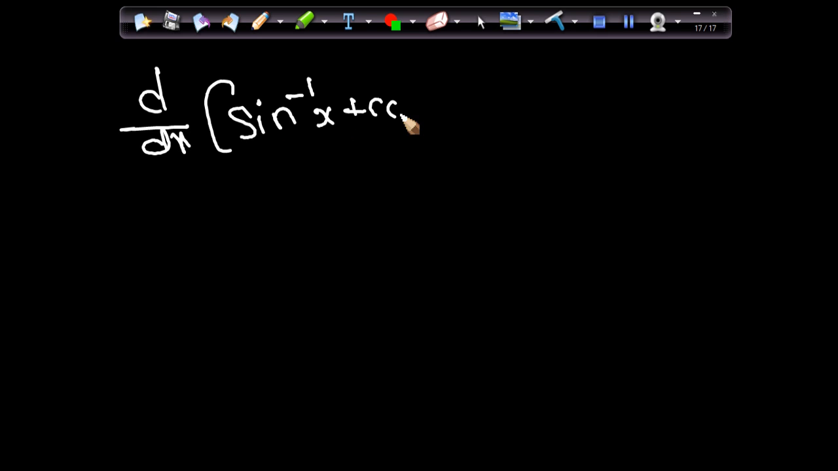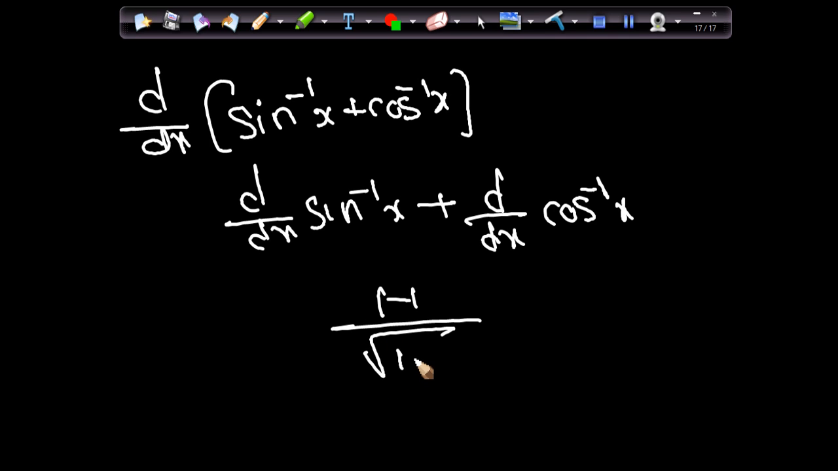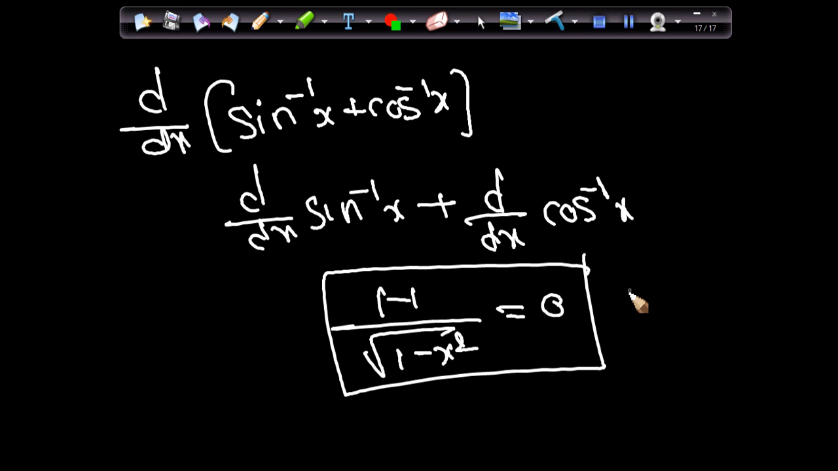Last example: find the derivative of sine inverse of x plus cos inverse of x. That is the same as the derivative of sine inverse of x plus the derivative of cos inverse of x, which is 1 by root of 1 minus x square minus 1 by root of 1 minus x square. Let's put a 0.